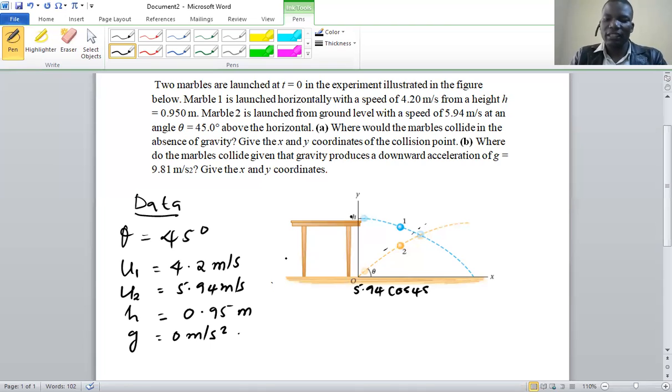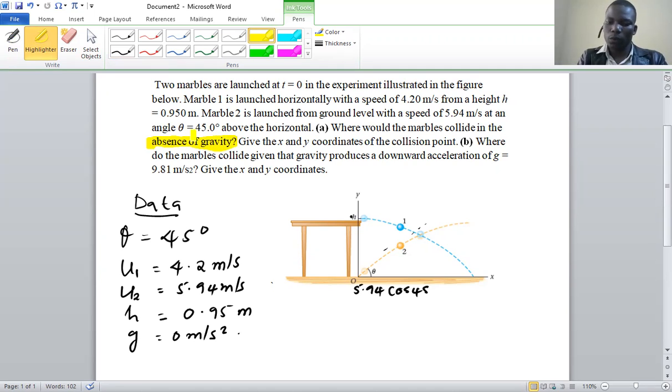So we have a question here that is from kinematics, as I stated earlier, and it says two marbles are launched at time equal to 0 in the experiment illustrated in the figure below. Marble 1 is launched horizontally with a speed of 4.2 meters per second from a height of 0.95 meters. Marble 2 is launched from the ground level with a speed of 5.94 meters per second at an angle of 45 degrees above the horizontal. Where would the marble collide in the absence of gravity? So I want you to mark that one, in the absence of gravity.